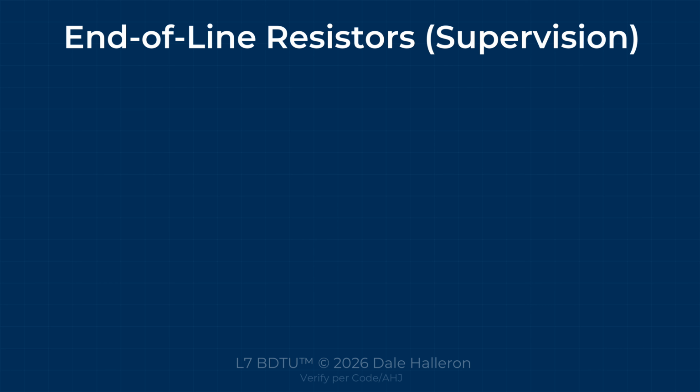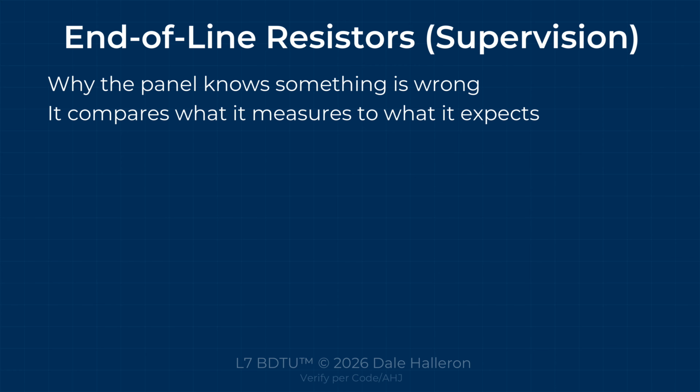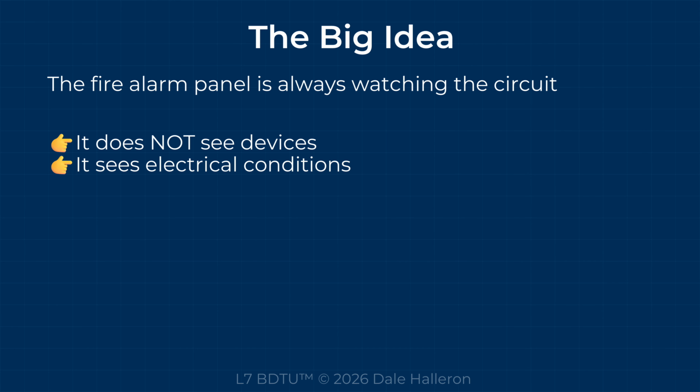Let's talk about end-of-line resistors and supervision. Why the fire alarm panel knows something is wrong: it compares what it measures to what it expects. The fire alarm panel is always watching the circuit. It does not see devices, it sees electrical conditions.